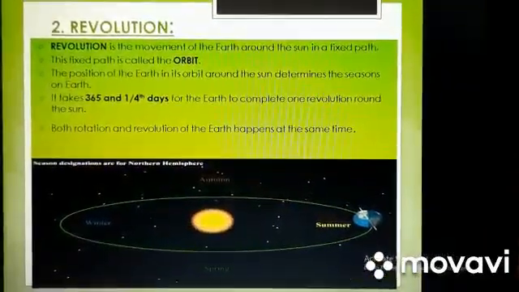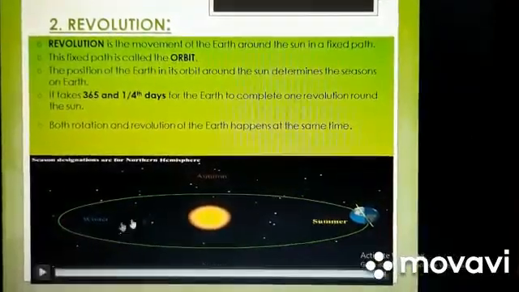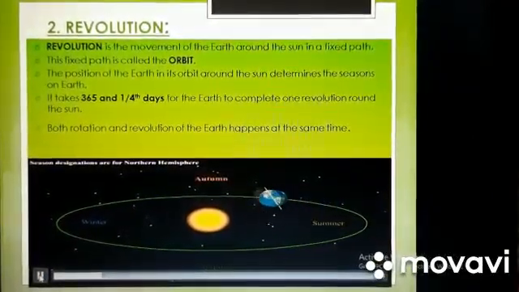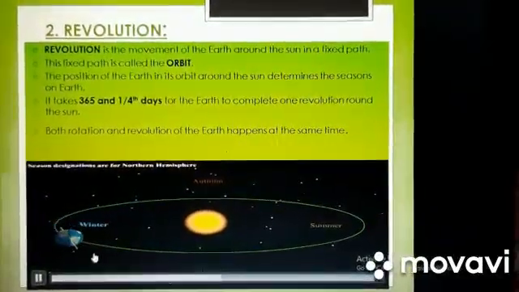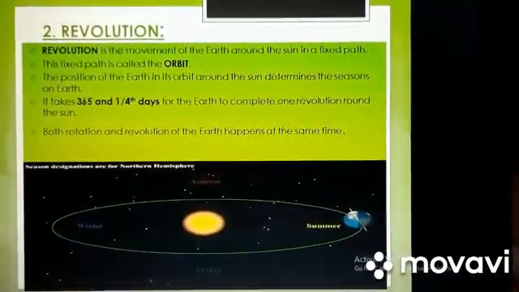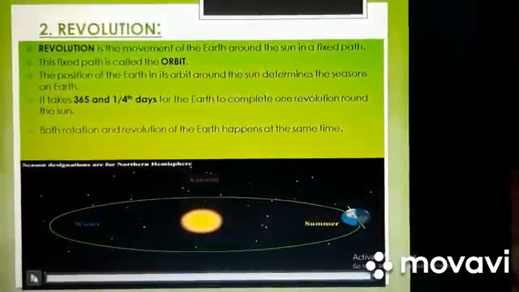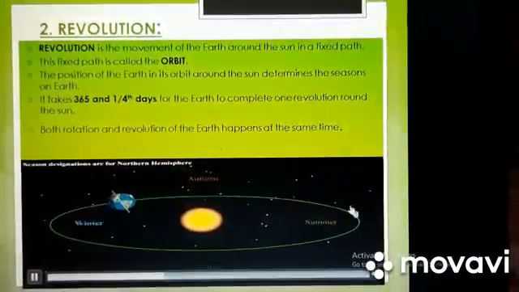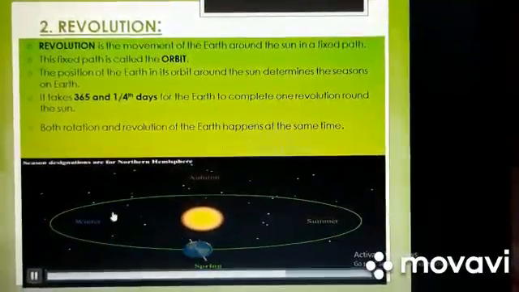So next is revolution. The movement of the earth around the sun in a fixed path is called revolution. That means it moves on its own axis, which is rotation, and along with that it moves around the sun. And this fixed path, which you can see here, is called the orbit.